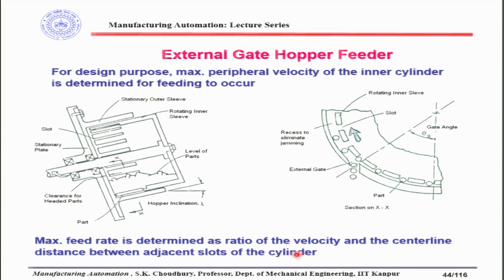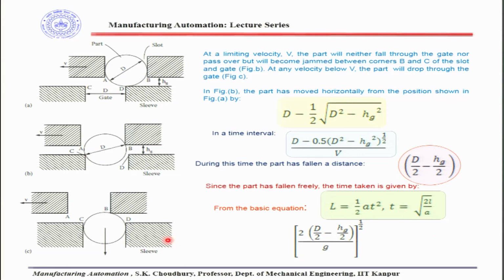Here the maximum feed rate is determined as a ratio of the velocity and the center line distance between the adjacent slots of the cylinder, meaning that the velocity of the rotating inner sleeve is divided by the distance between adjacent slots, and that will determine the maximum feed rate of the feeder. Let us take an example. Let us see how it is actually decided, how it can be obtained.